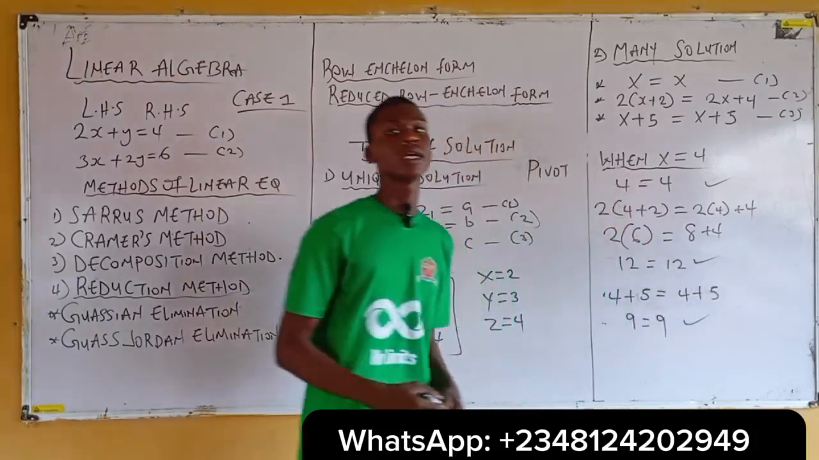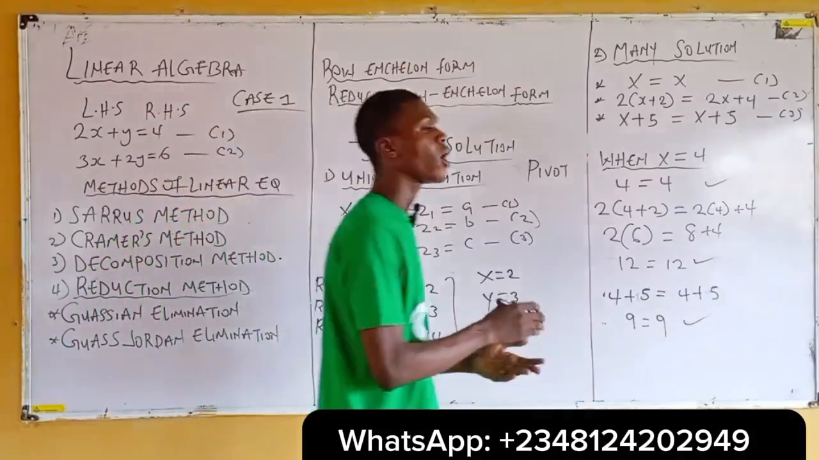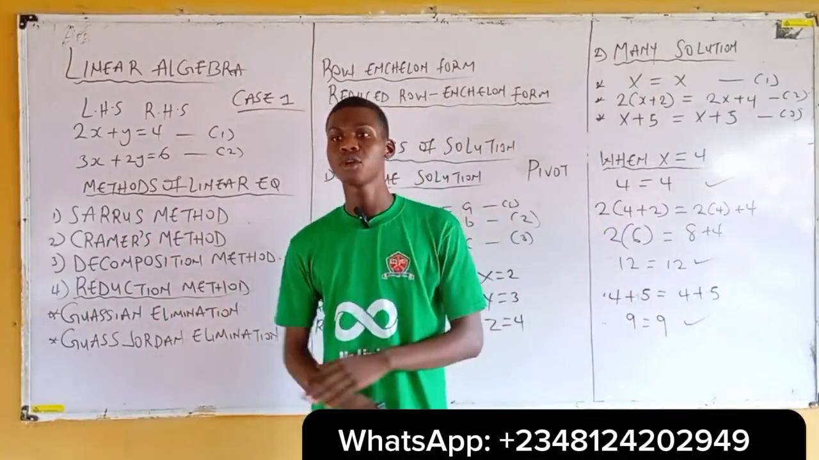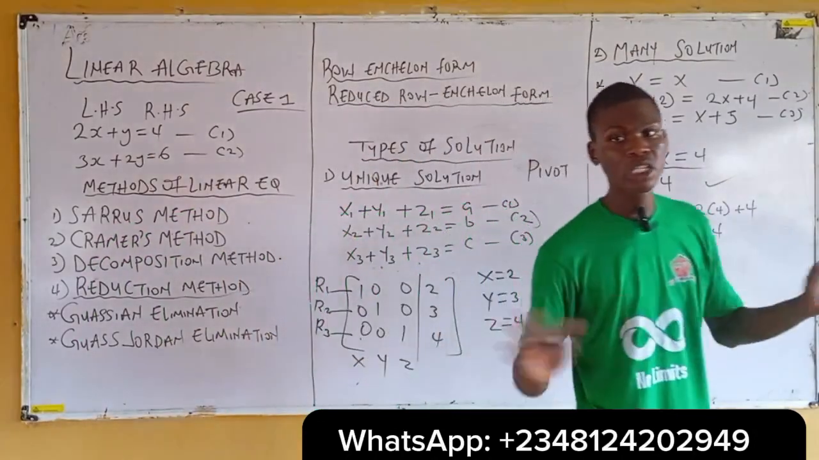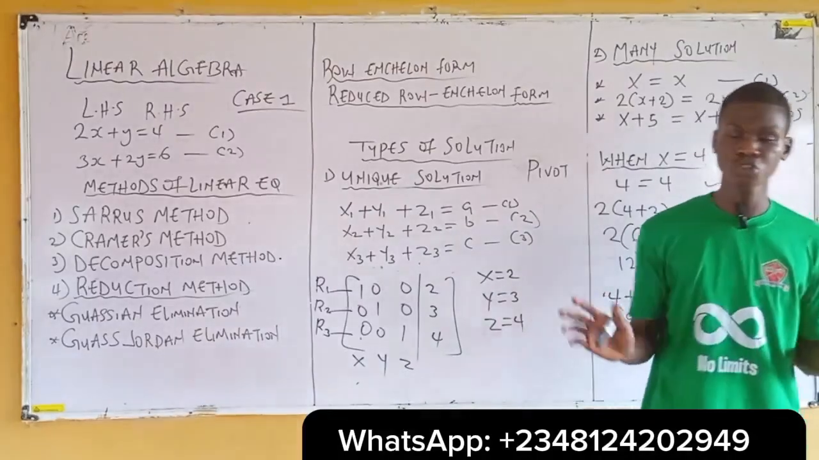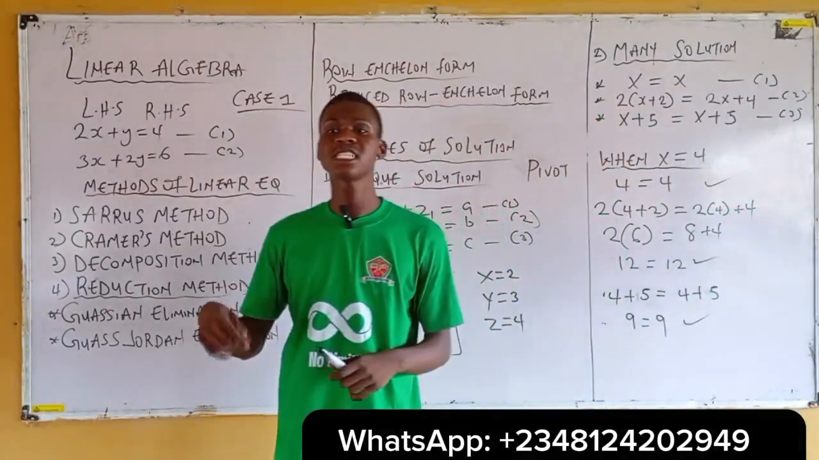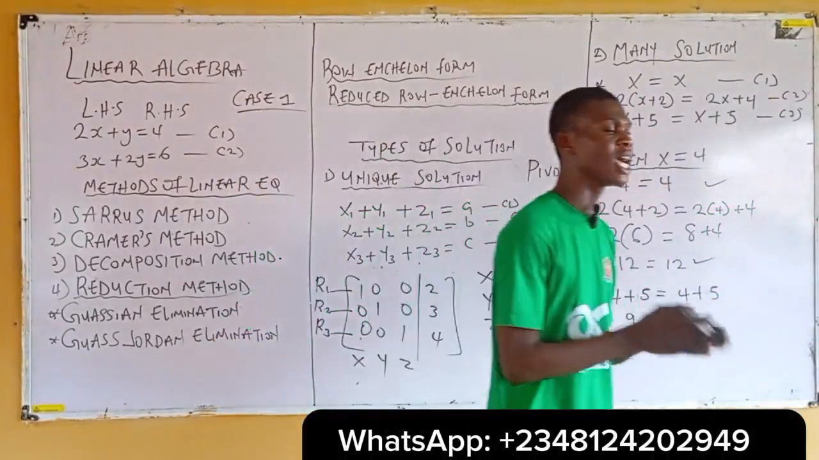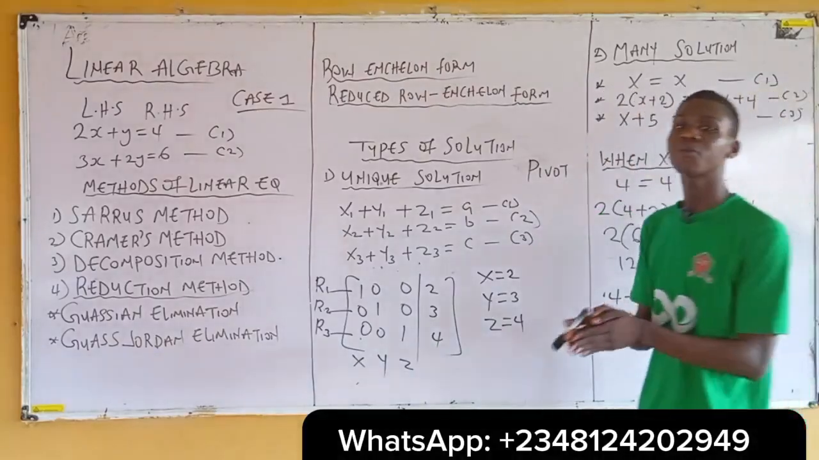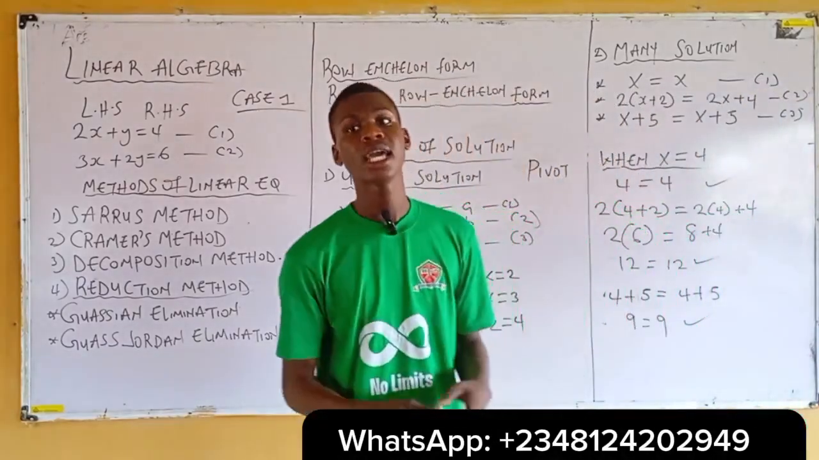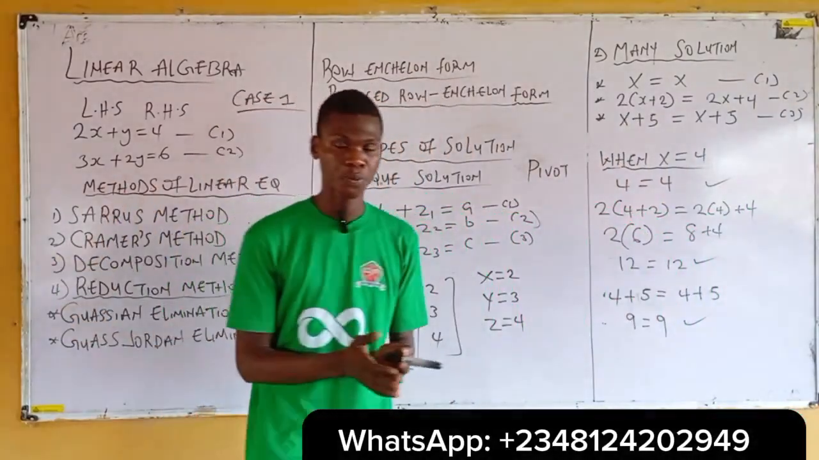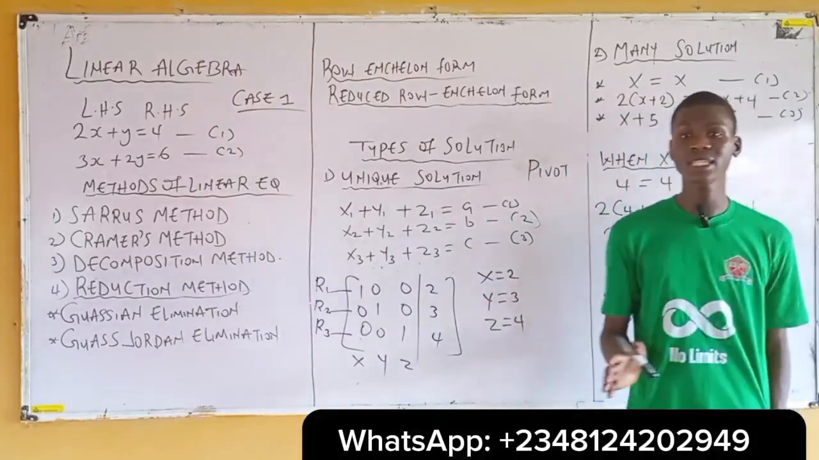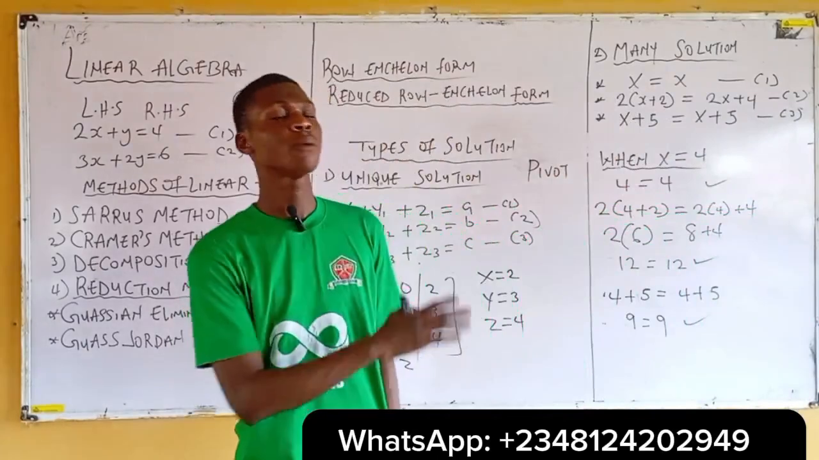Can you now see what we are saying? Meaning for any value of x substituted into this equation, the left hand side will be equal to the right hand side. And that's what many solution is saying. Now let's see how we can represent this many solution in a matrix form. Just have the idea that this type of solution can be represented both graphically and in a matrix form.